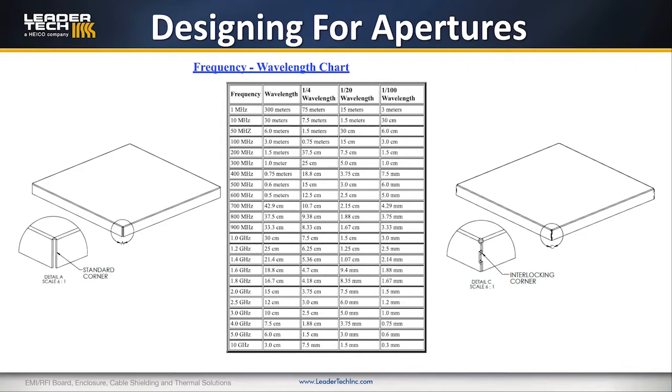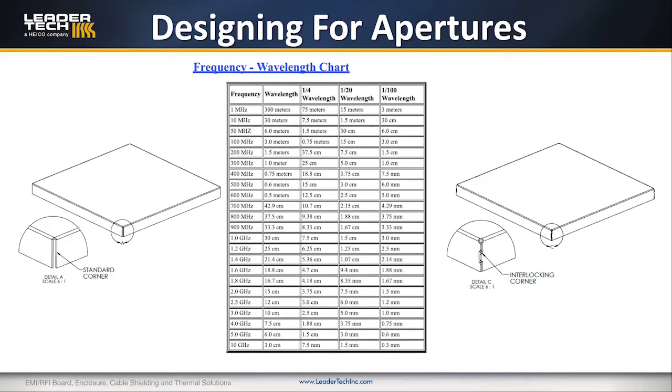For the shield on the left, we've got just a standard corner. The standard corner is cheap and easy to manufacture, but you're limited by the height of the shield. If you had a 5 gigahertz frequency in this shield, the maximum that wall could be would be 3 millimeters. Otherwise, you're going to release signal and reduce your shielding effectiveness.